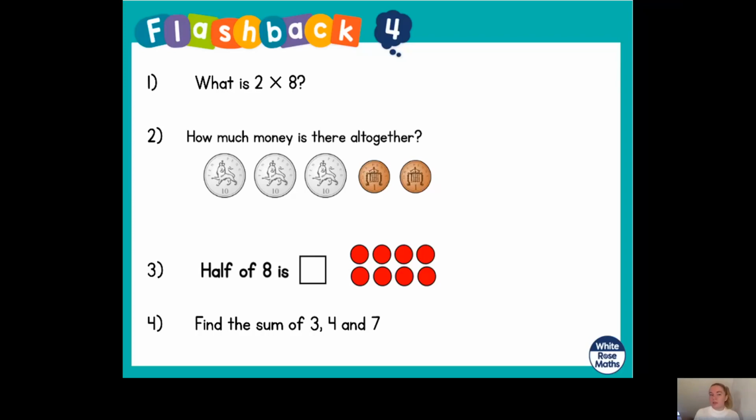Okay, number 2, how much money is there altogether? So you need to find the total value of the coins. So are you going to do an addition or a subtraction? You need to decide, okay? And number 3, half of 8 is.